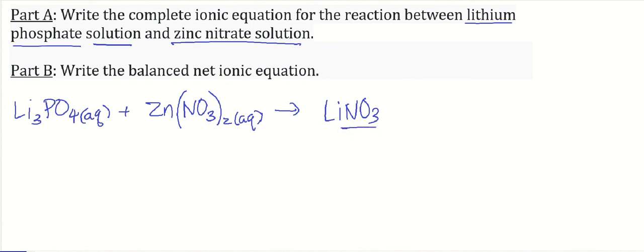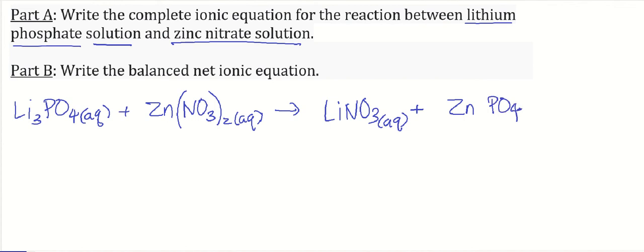All right, now you look at your solubility rules, which is on your reference sheet, and you'll see that all nitrates are soluble. And that means it's going to dissolve in water. Okay, now if we switch the other ones, zinc is now going to be with phosphate.